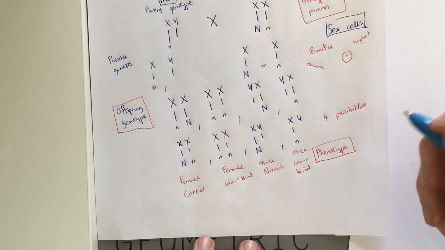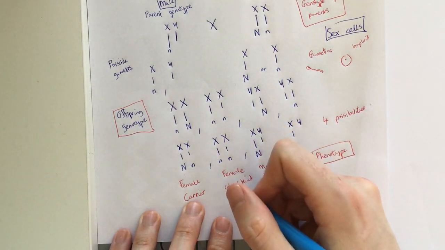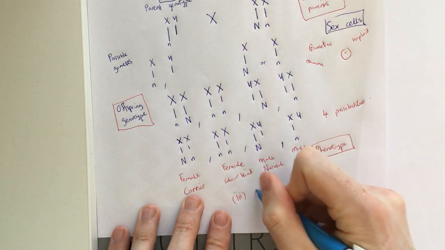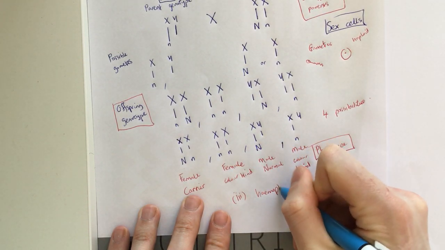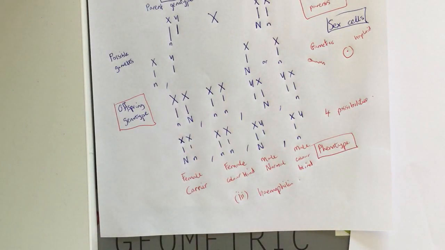Okay, the final part, if we go back to it, it asked, give another example of a sex-linked characteristic in humans. So for that one, you could just maybe pick out hemophilia. Hemophilia is a nice one to remember there. Okay, so that is sex linkage. Okay, the next thing that I want to do is go over your mock paper question.